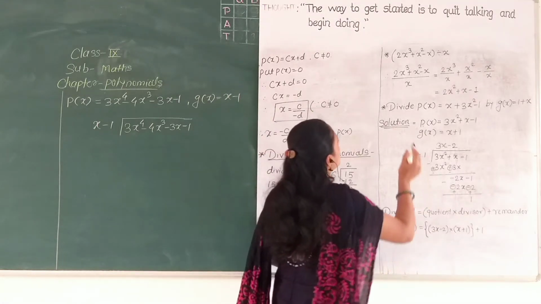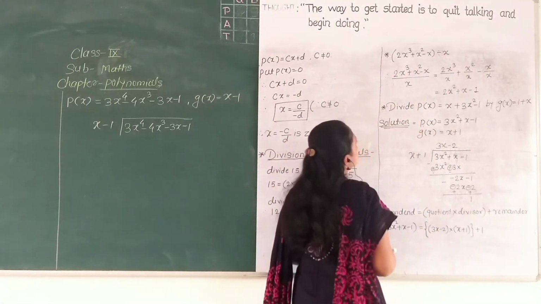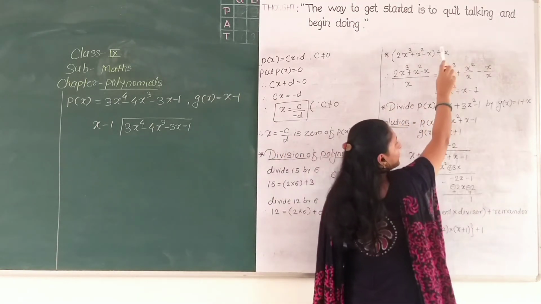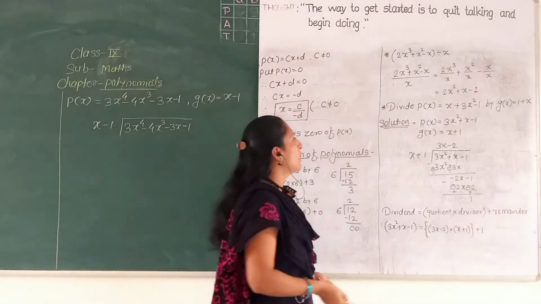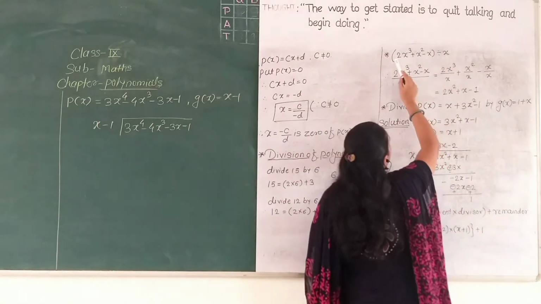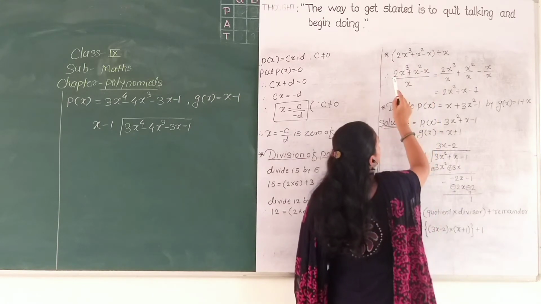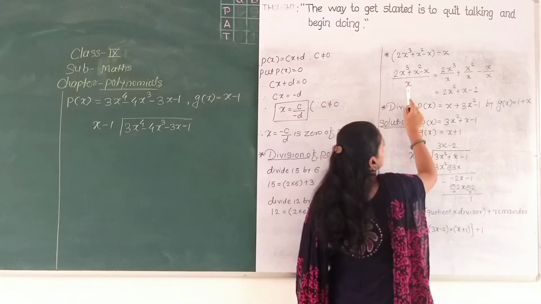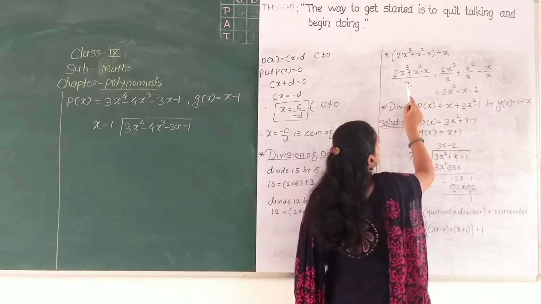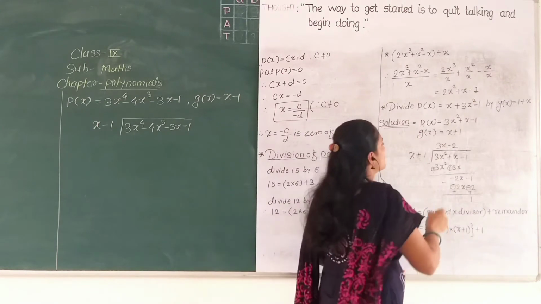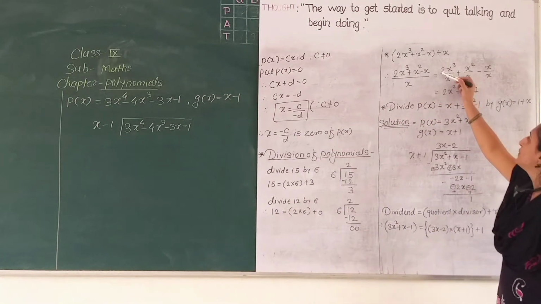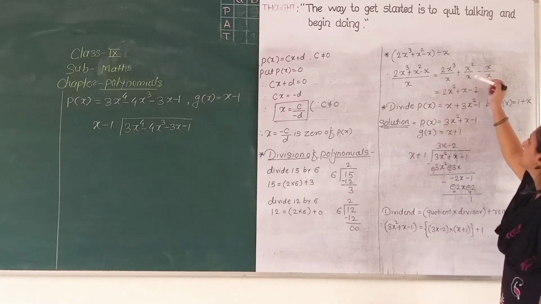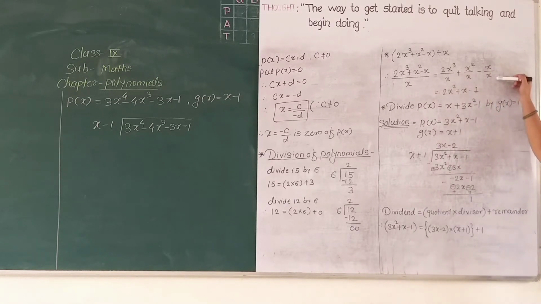Here the polynomial is 2x cube plus x square minus x, divided by x. Here x is the monomial. So we have to divide this polynomial by x, that is 2x cube plus x square minus x divided by x. So we divide by x every term. So I split the numerator here: 2x cube upon x plus x square upon x minus x upon x.